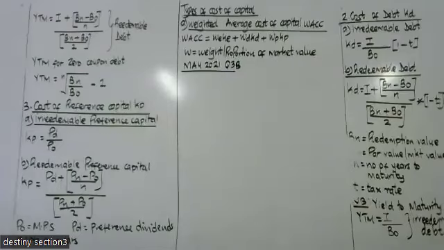The corporation tax rate is 9%. Required: number 1, the cost of capital for each source of finance for the limited company. Number 2, the weighted average cost of capital. Right. So the first part of that question asks for the cost of capital for each source of finance.